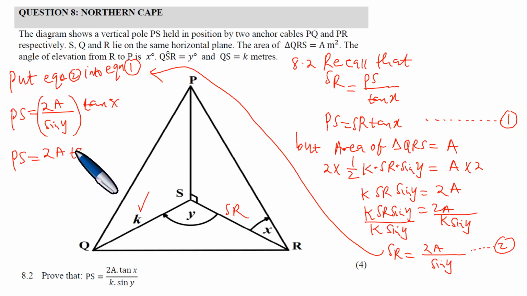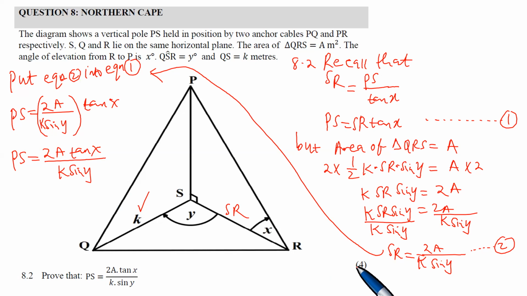It's 2a tangent of x, divided by, remember we have a k here. We have a k sine y, so obviously we have a k over there. So let's look at how far we are. It looks like we got 2a tangent of x divided by k sine y. For 4 marks there, we're able to achieve the result. And this is what the students from the Northern Cape had to solve in this year's trial exams.